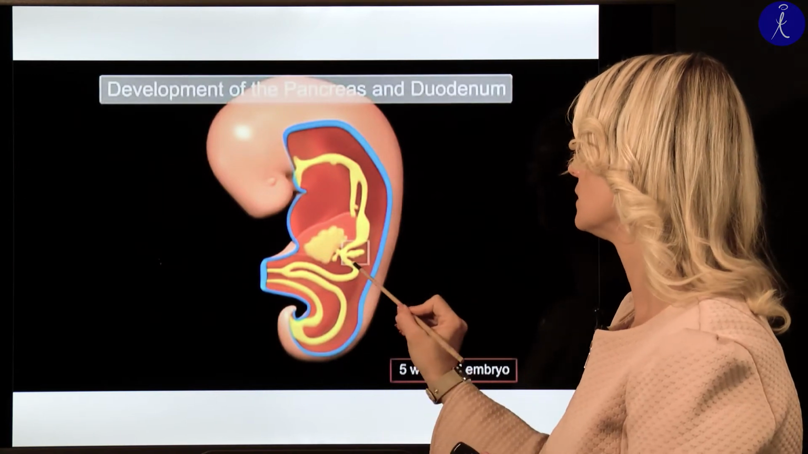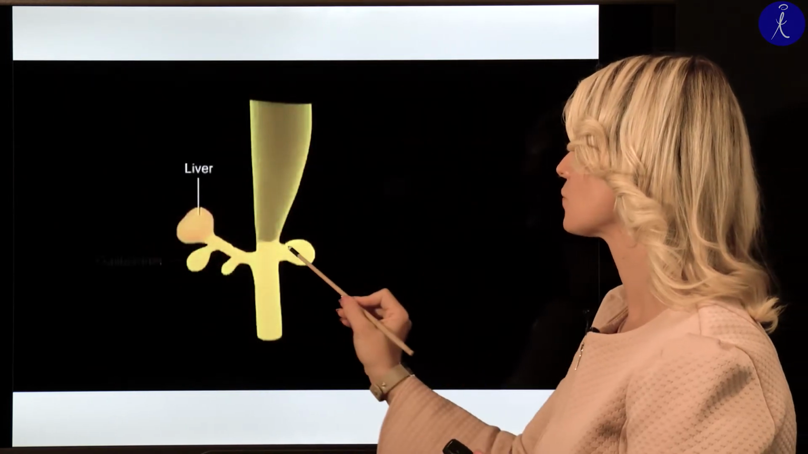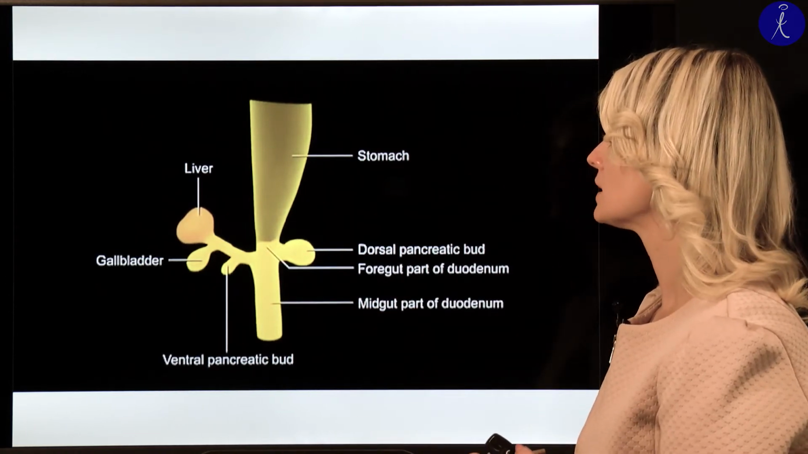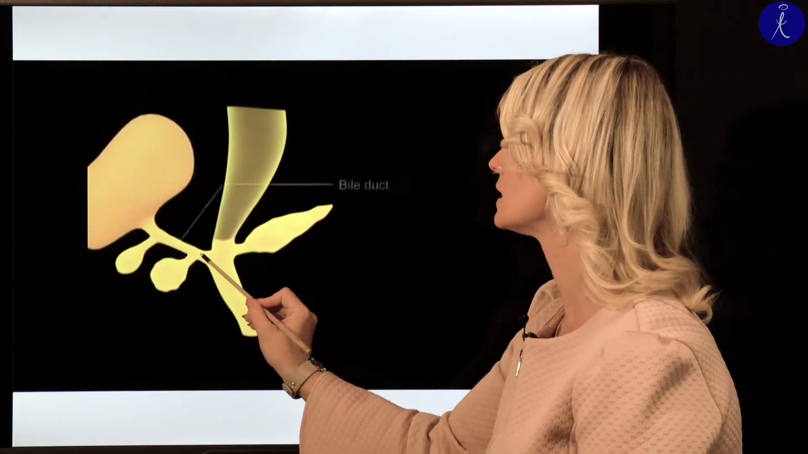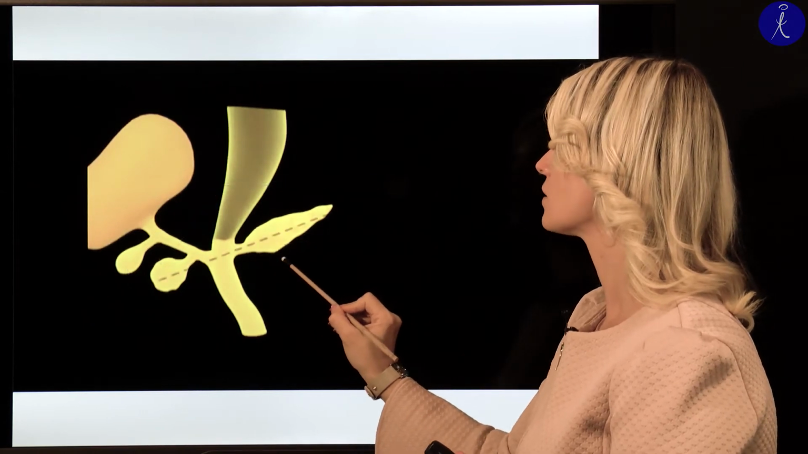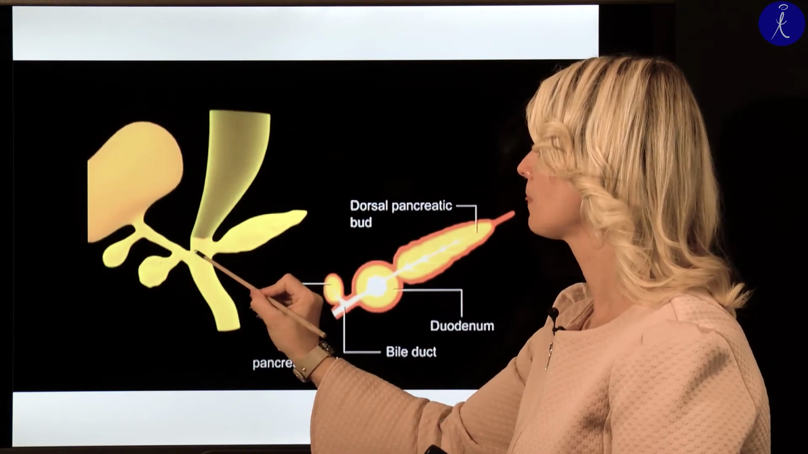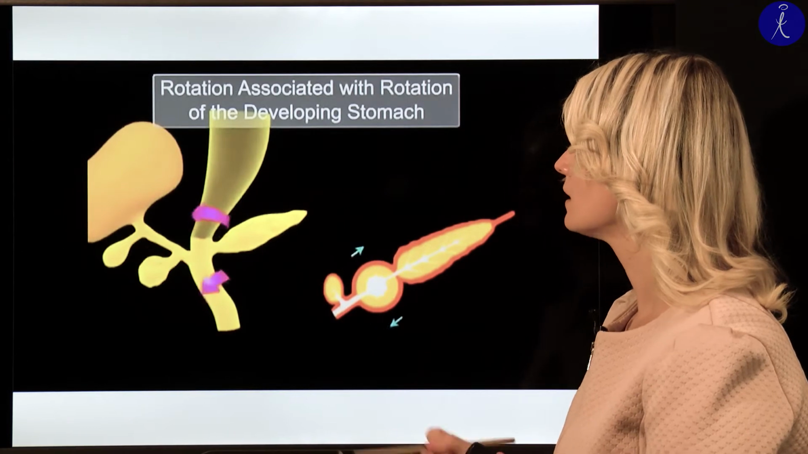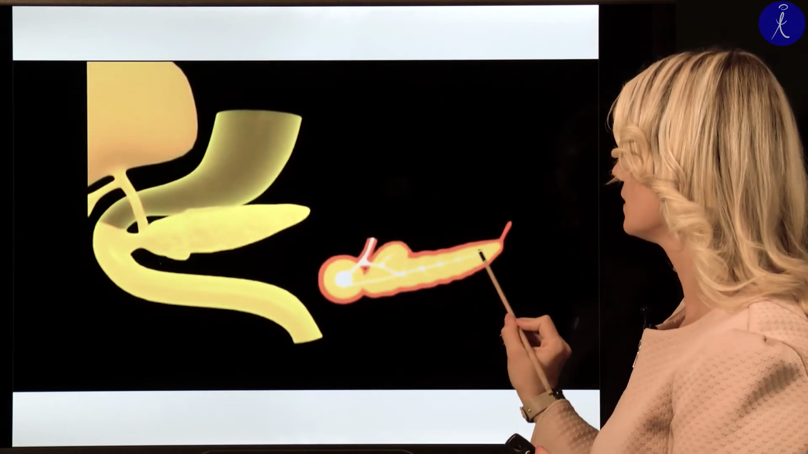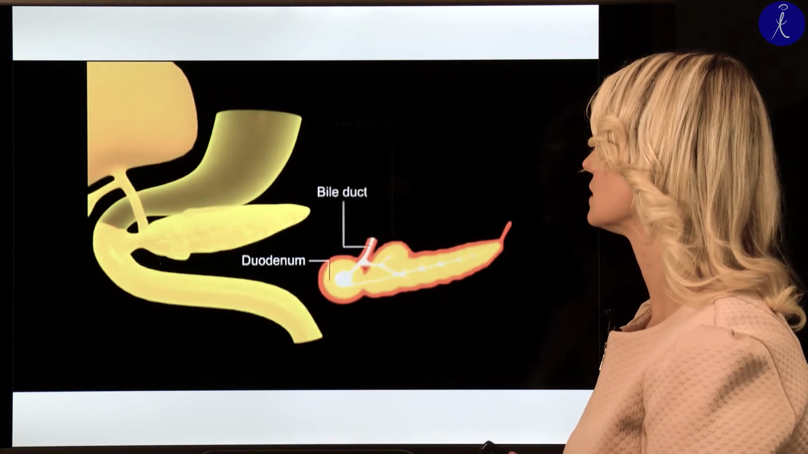Let's see now the development of the pancreas. During the development of the pancreas, we can talk about the ventral pancreatic bud and the dorsal pancreatic bud. During the rotation, the ventral pancreatic bud will move posteriorly and will finally form the uncinate process of the head of the pancreas. Here you can see the rotation. After, they will fuse. Here you can see the fusion, and they will form the main pancreatic duct and the accessory duct of the pancreas.